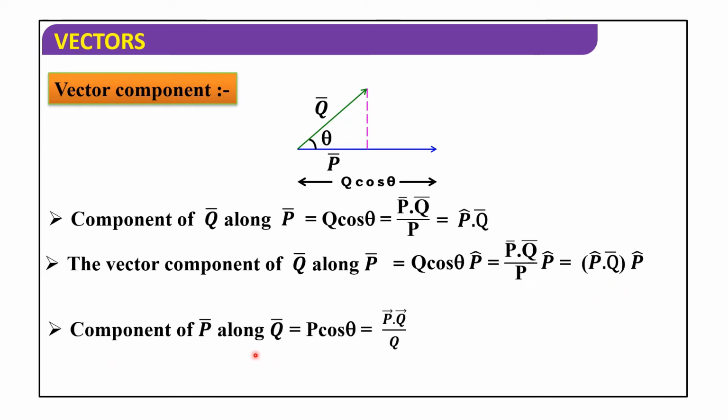Component of P bar along Q bar equals P cos theta, that is equals P bar dot Q bar by Q.